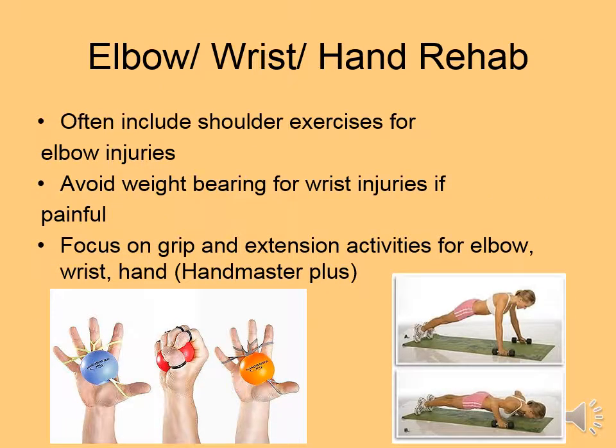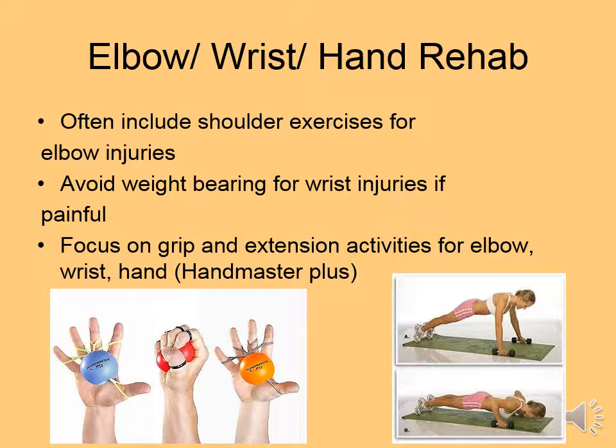Last but not least, in our elbow, forearm, wrist, and hand lecture is rehab. For elbow injuries, we'll often include shoulder exercises, so maybe flexion and extension to try to get the bicep and tricep more involved. And we'll also try to avoid weight bearing for wrist injuries if they're painful. One way we can do that is if we're having somebody do push-ups, we can put them on dumbbells like this to keep the wrist in a more neutral position, and that's oftentimes less painful than trying to do a regular push-up. Sometimes people will do fist push-ups where they're on their knuckles. I personally find that really uncomfortable, so I don't usually recommend that. I usually try to do dumbbells if I can.